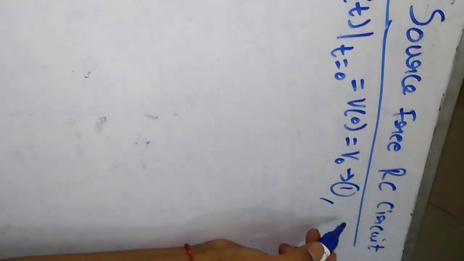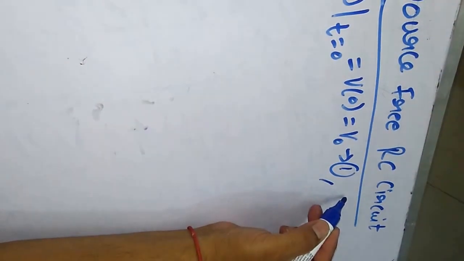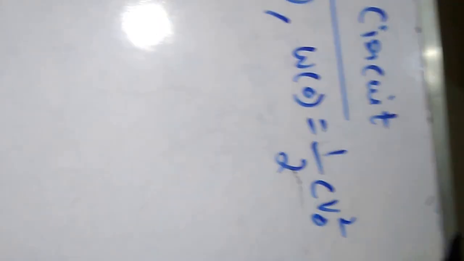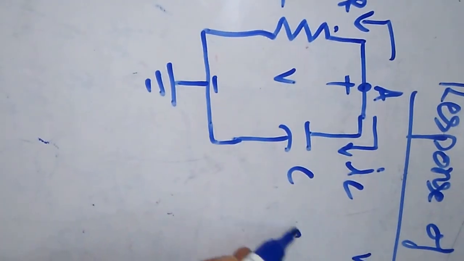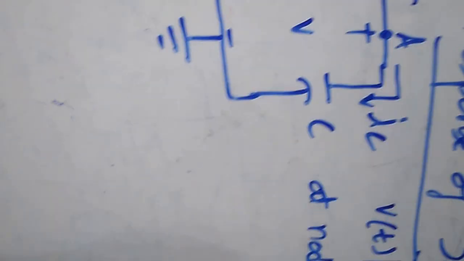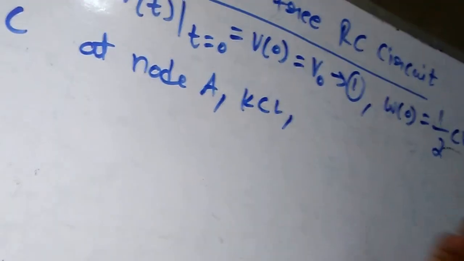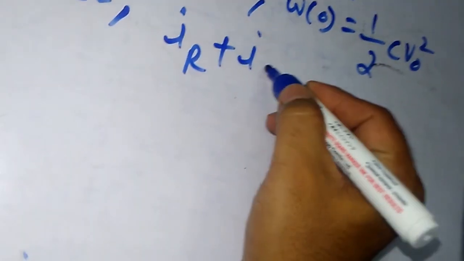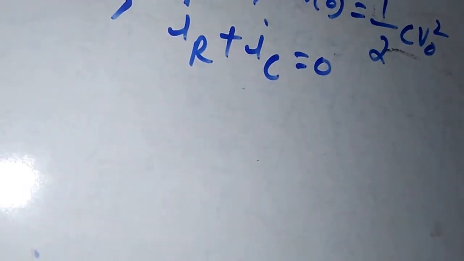Now suppose there is some initial energy stored in the capacitor. That initial energy you can call W of 0, equal to half C V naught square. This is not required here, but it's the initial energy that you should know. Now coming back to the circuit, this is node A. At node A you apply KCL. By KCL, the currents leaving the node A are IR and IC. So IR plus IC is equal to 0.